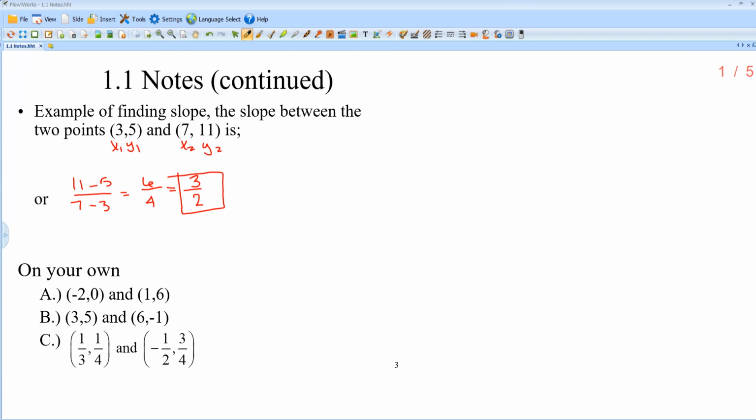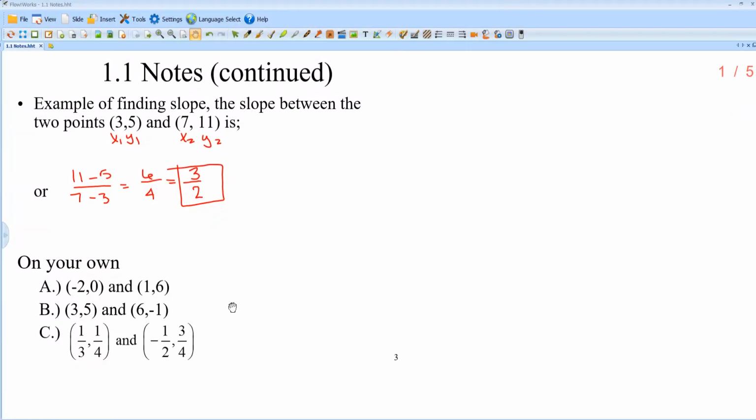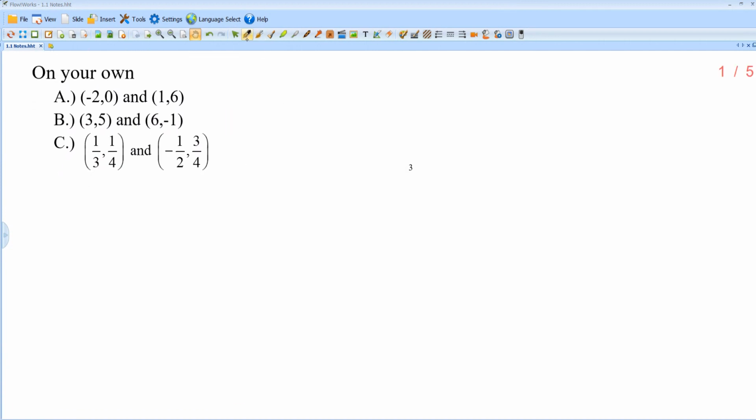On your own, if you want to try these again, pause, come back to it. But I'm just going to keep going. So 6 minus 0 over 1 minus negative 2. When I see this 1 minus negative 2, it's perfectly okay if right away you just put plus. Prevent yourself from making a mistake. So we get 6 over 3, which is 2. Always make sure that you reduce your fractions. There won't be a time this year where I tell you, no, don't reduce that.